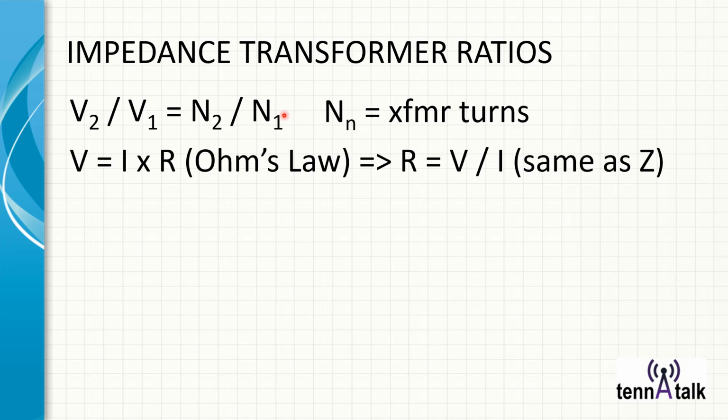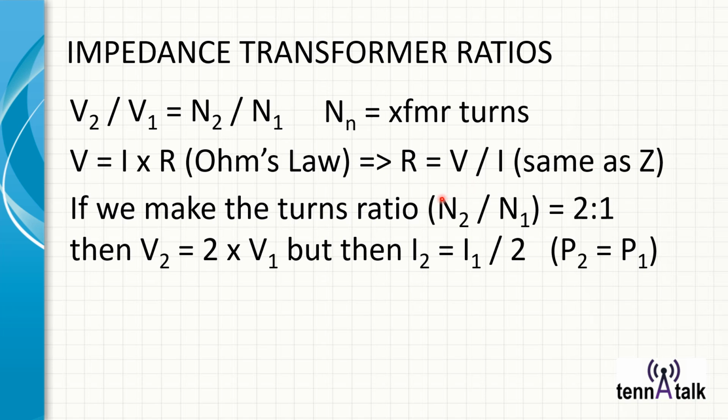turns. Now, remember Ohm's law, V equals IR, or R is equal to V over I, which is the same as impedance in the RF world. If we make the turns ratio 2 to 1, all right, N2 to N1 is 2, then V2 is twice V1. But because we have to conserve power, the power on the input equals the power on the output, assuming a perfect transformer, and we'll be very close to that. Transformers are pretty efficient these days. Then the current has to drop in half.